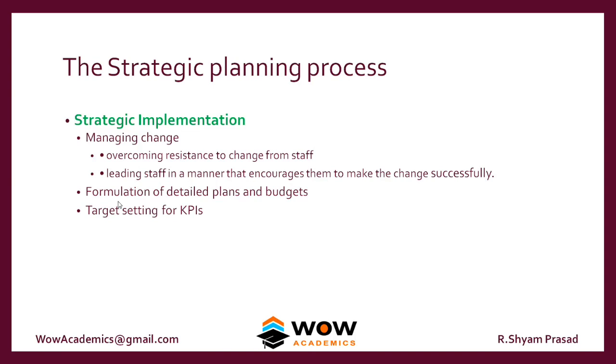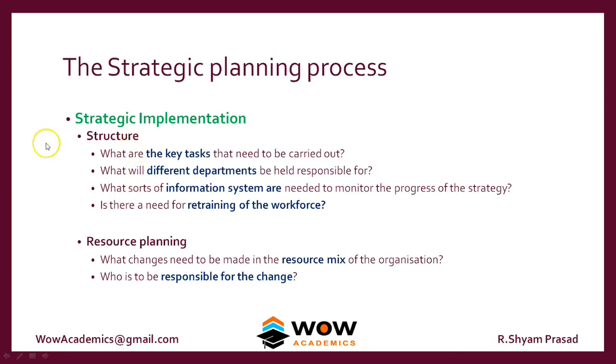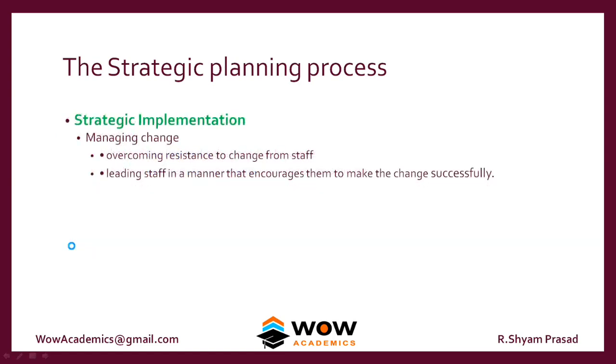So you should have a rough idea about how strategy is implemented. Once a strategy is formed, it has to be converted into reality. To convert that, we need to have a structure. We should plan the resources, or raise the resources. We should have a person who is responsible for managing this change. We have to create detailed plans for it, and we should also have KPIs for running the strategy. So this is the Johnson, Scholes and Whittington strategic model.